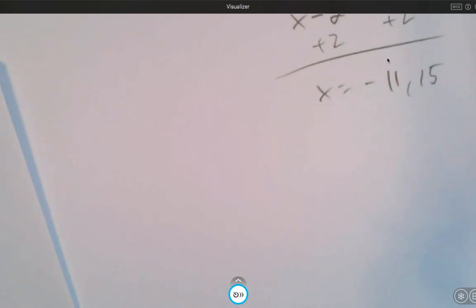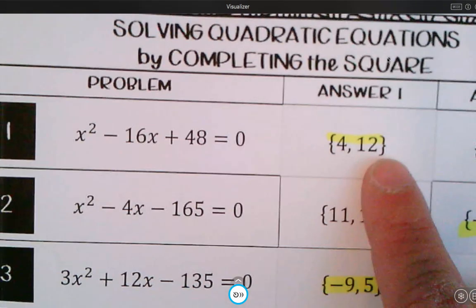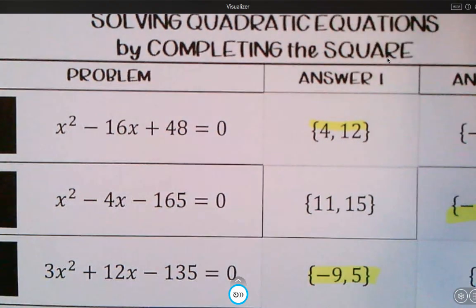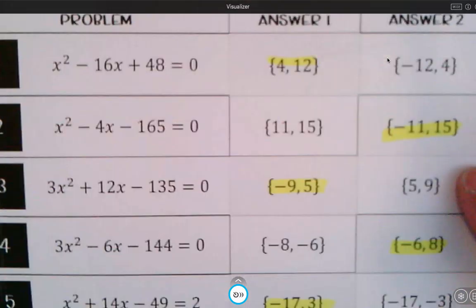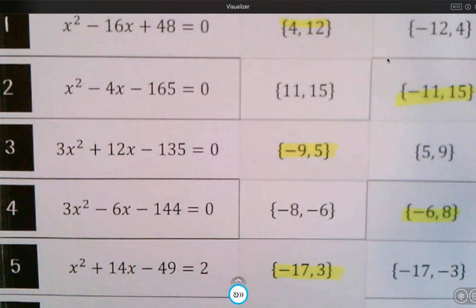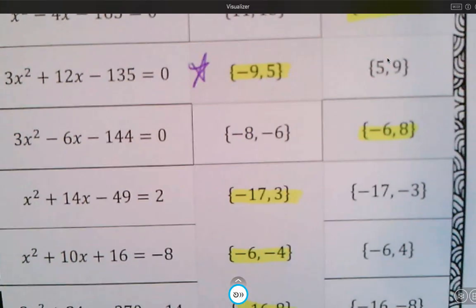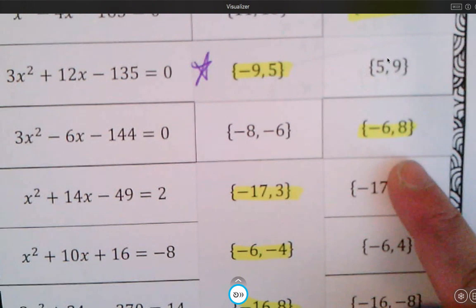So then we looked at these answers, okay? So let's go through these answers from the classwork. Number 1 was answer 1. Number 2 was answer 2. Number 3 was answer 3. We're going to look at this one more closely. 20% of the class got this wrong. Number 4 was -6.8.